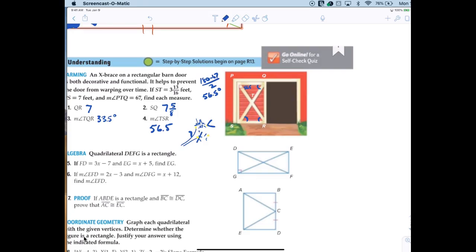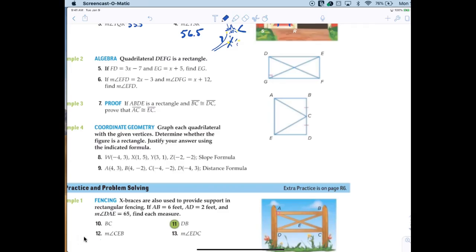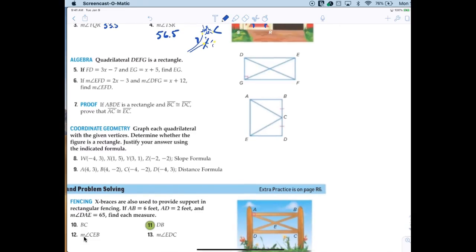All right, now let's take a look at number 5. FD. So here we go. FD is the long diagonal. EG is the other diagonal. So what's true about those diagonals? They're equal. So we have 3x minus 7 equals x plus 5. Do our mental math there, and we just have x equals what? I think x equals 6.